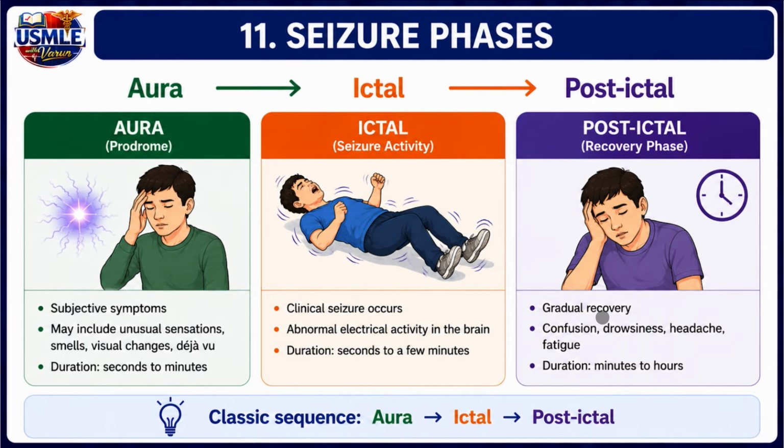Post-ictal state is characterized by gradual recovery. There is confusion, drowsiness, headache, and fatigue. Duration of this could be minutes to hours. So the classic sequence of phases of seizures is firstly aura, which is a prodrome, then followed by seizure activity during the ictal phase and recovery during the post-ictal phase. And this post-ictal phase is associated with confusion, drowsiness, headache, and fatigue.